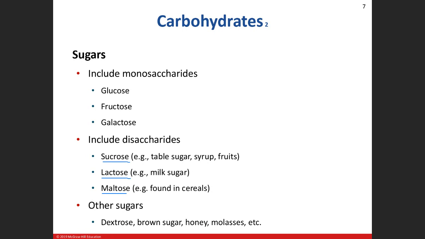Glucose is at least one of the monosaccharides involved in our disaccharides. If it's two glucose molecules, it's maltose. If it's glucose and galactose, it's lactose. If it's glucose and fructose, it's sucrose. Some of the other sugars that you're probably familiar with are dextrose, brown sugar, and honey.